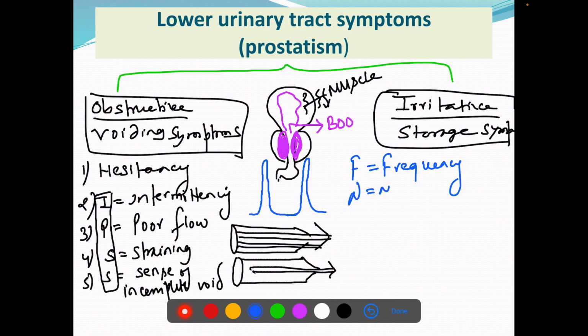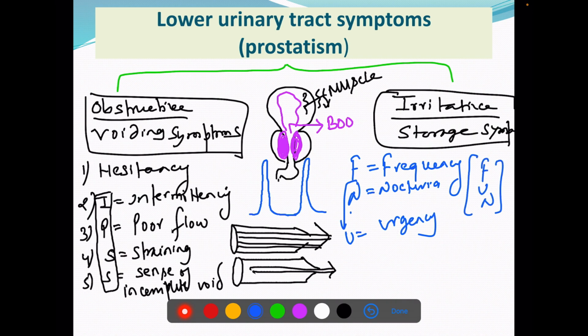Nocturia. Nocturia means frequency at night. That is, the patient has to wake up at night to pass urine. This is known as nocturia. Urgency. You can remember it as FUN, in that sequence. Urgency means a strong, sudden desire to micturate. This is known as urgency.